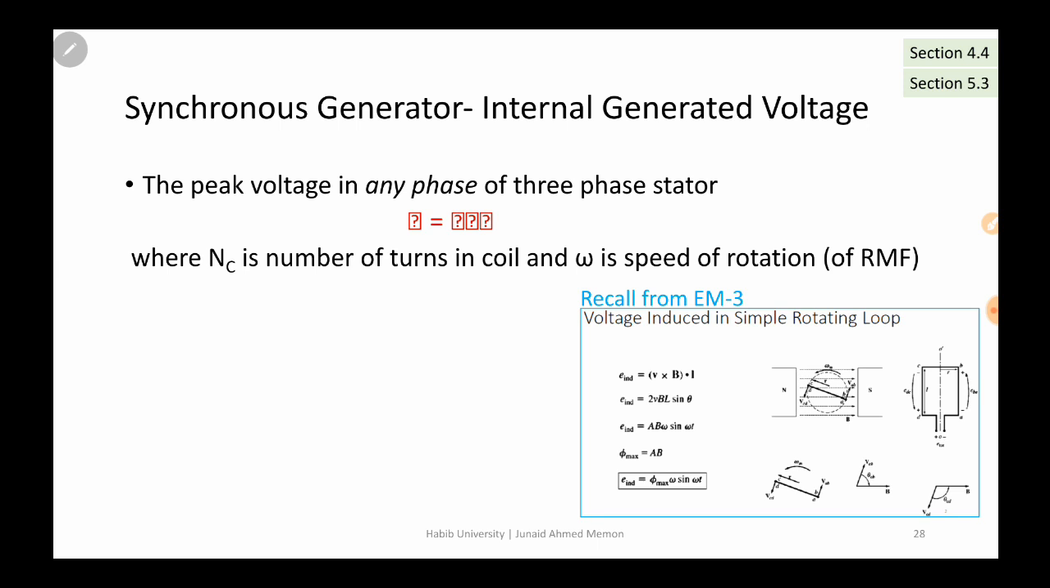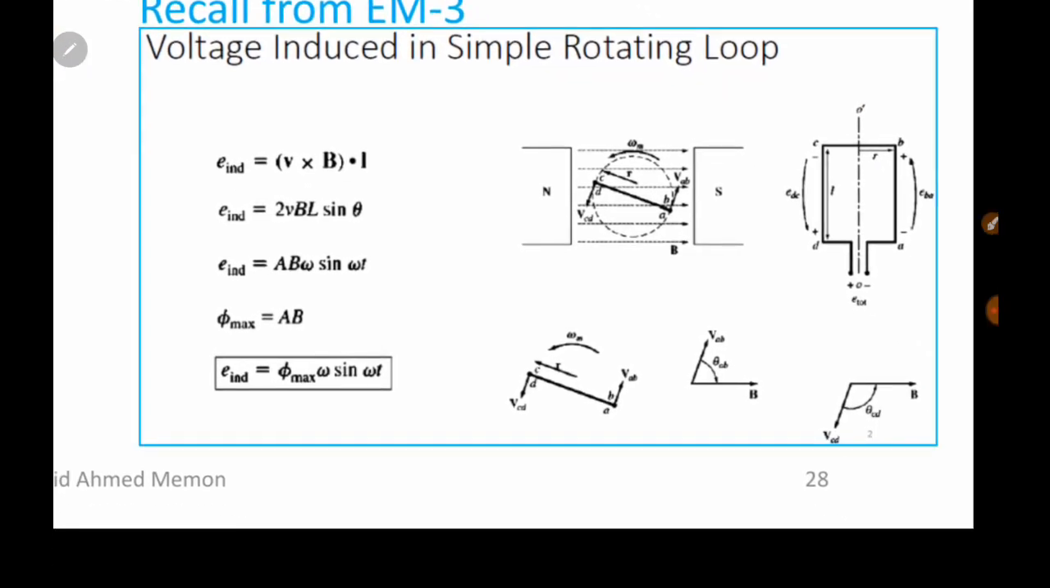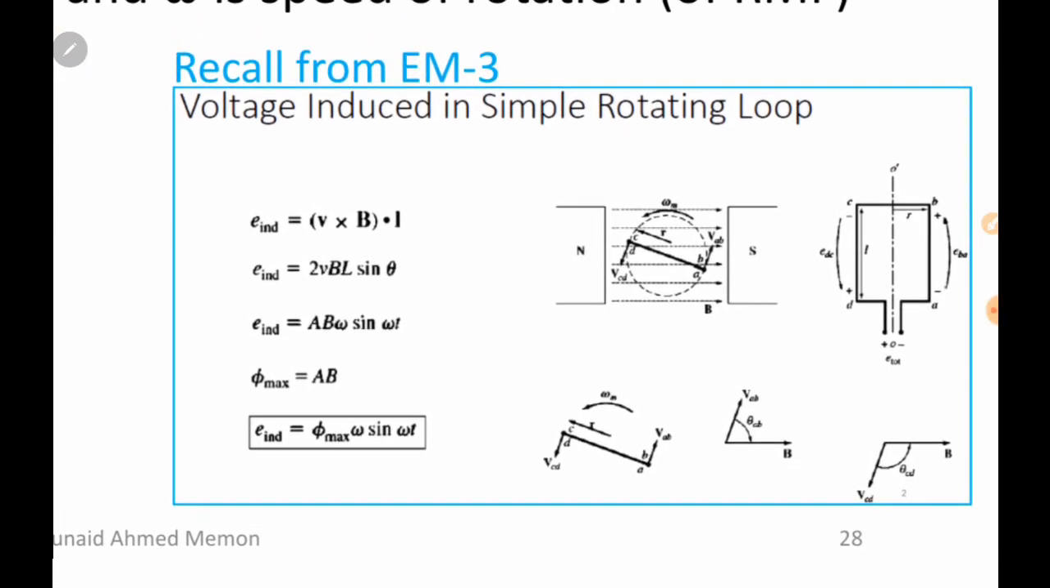Let me make you recall that in EM3, when we were discussing the basics, we derived this expression. We said that the voltage induced in a simple rotating loop is E induced equals phi max times omega times sine omega t, where phi was the flux in the machine and omega was the speed of rotation. So the same formula is applicable here. Essentially the relative motion is still the same. In that case the field was fixed and the rotor was rotating, but in our case now the coil where the voltage is induced is fixed.